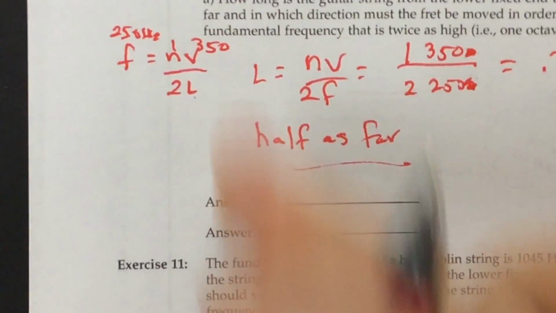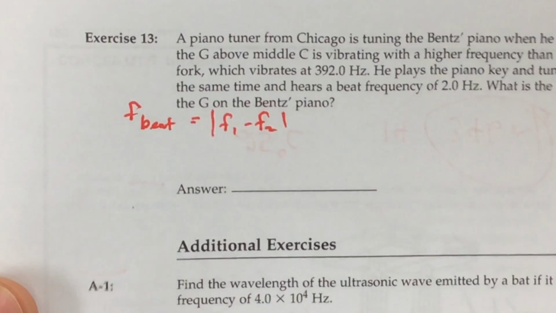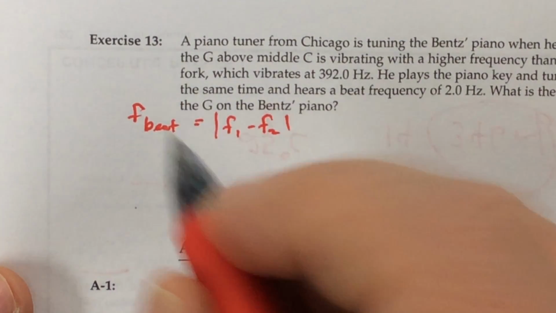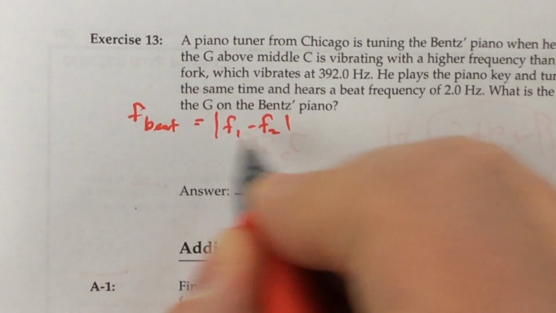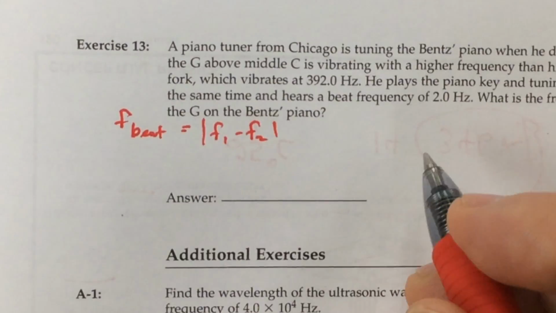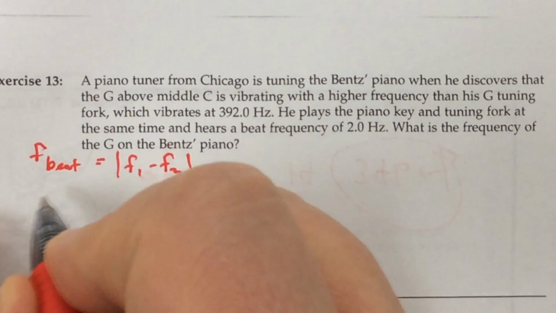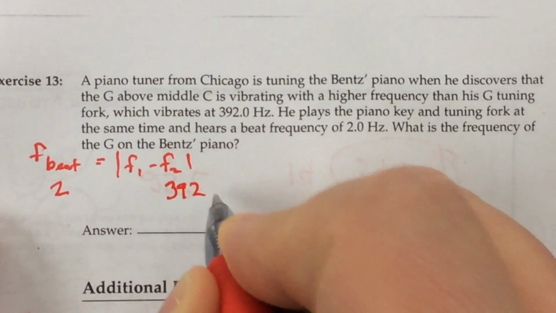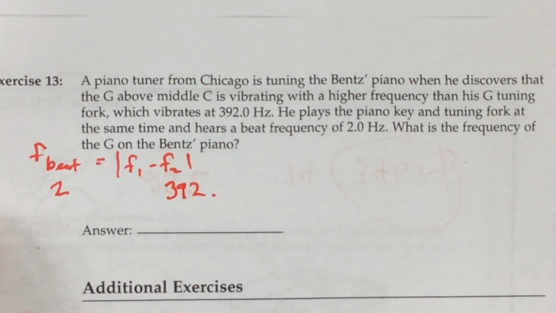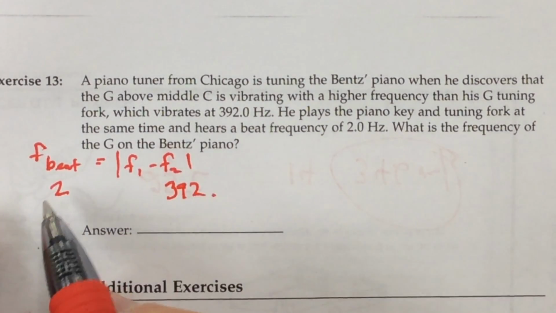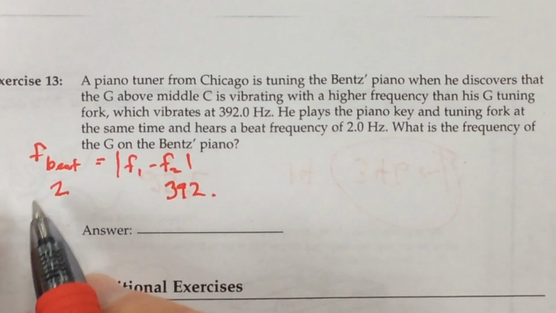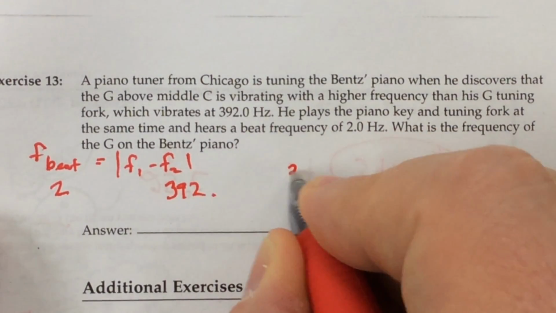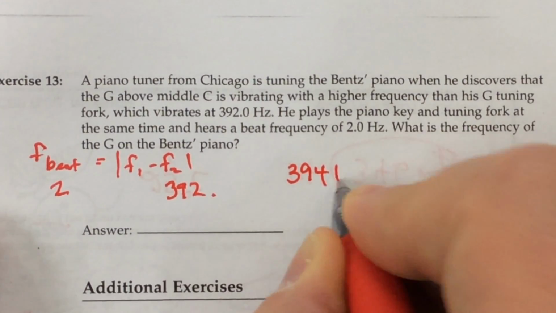Okay, let's skip number 12. It's the same. You're just going to do another one the same. Well, let's do one more, and this is beats. This is actually very easy. The frequency of the beat is the difference between the 2 frequencies that I've got. So if you have a frequency of 2 beats and one vibrates at 392, what does the other one have to vibrate at? Well, it has to be 2 away. So it's going to be something minus 392 is 2. And so your other string is going to be 394 hertz.